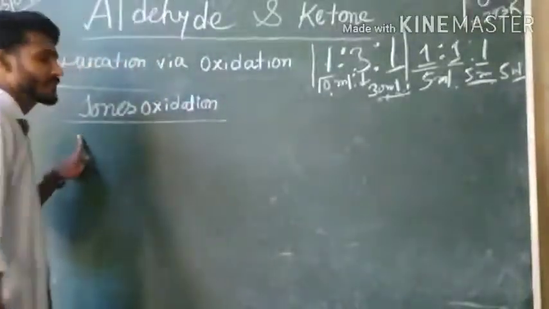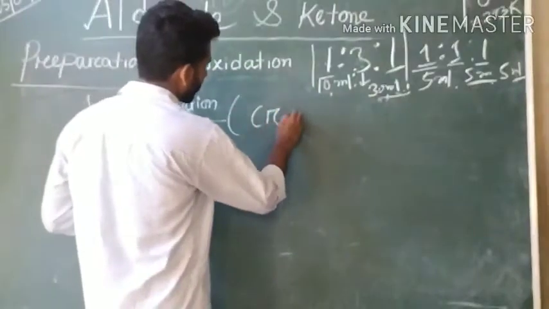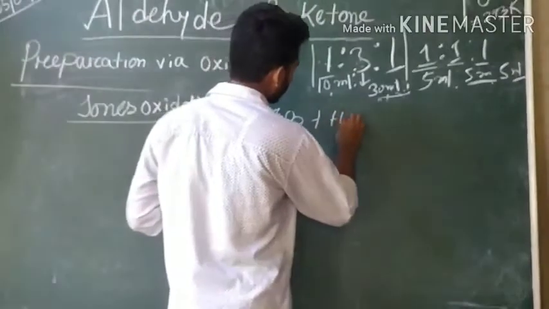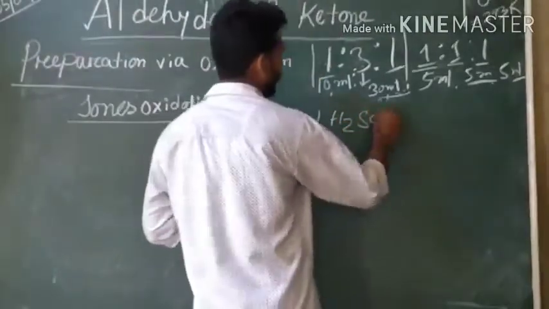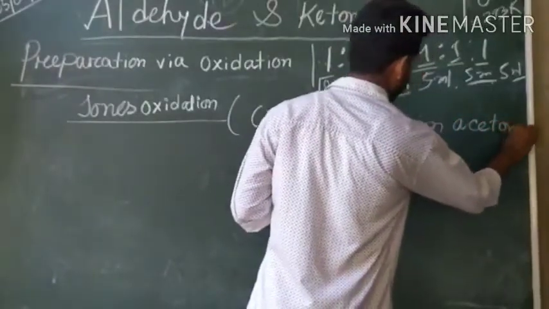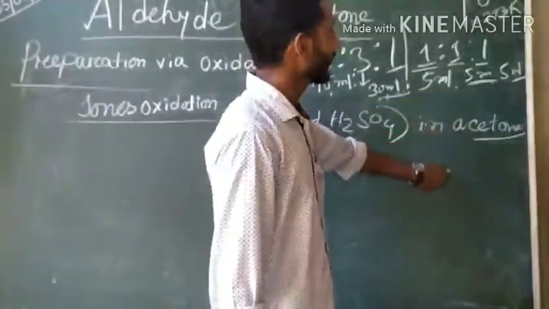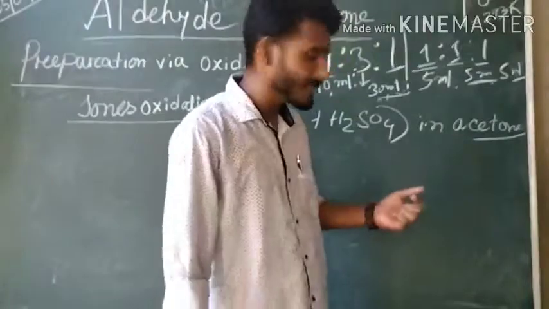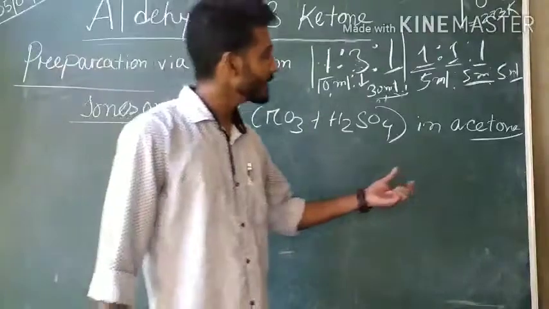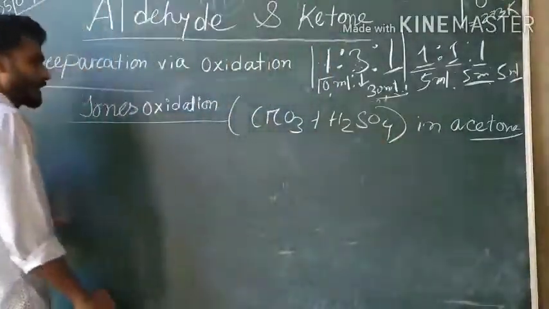Another important reagent is Jones oxidation. Jones reagent uses chromium trioxide plus H2SO4, sulfuric acid, in acetone as solvent. Okay, in acetone as solvent. In most cases you will find that acetone is used. Acetone is used because it is very inert, so it can be used very widely as a solvent.